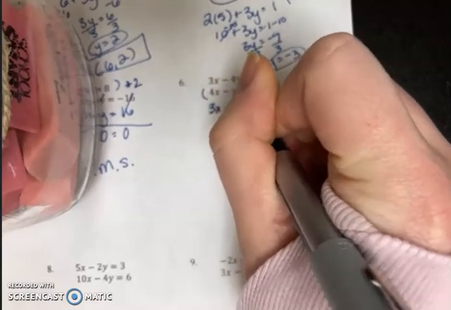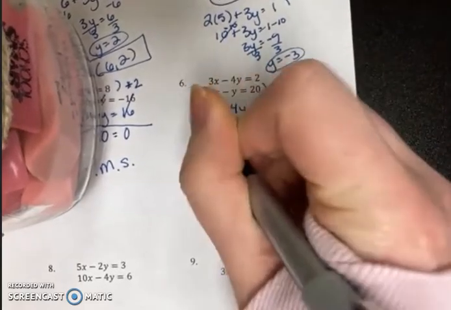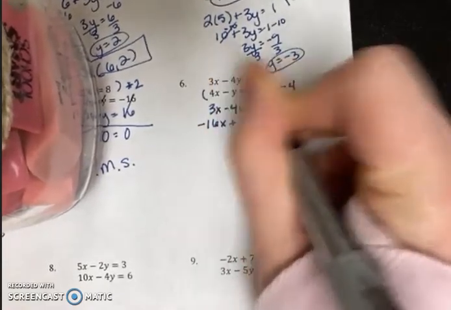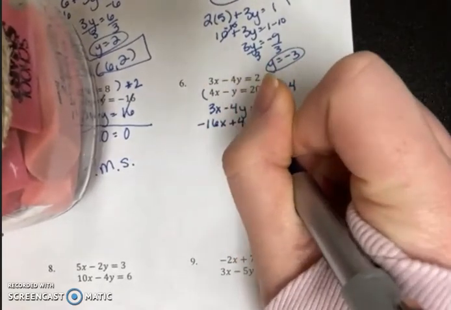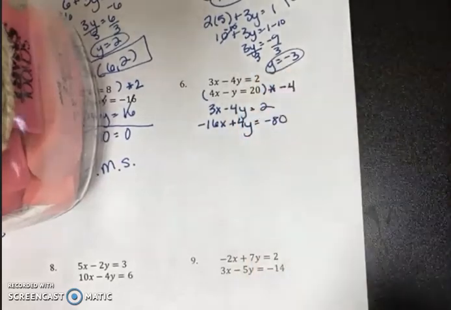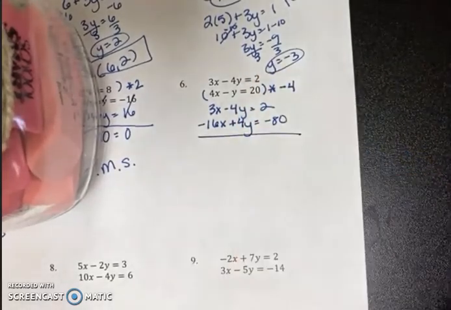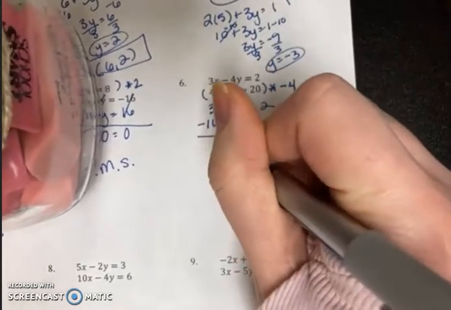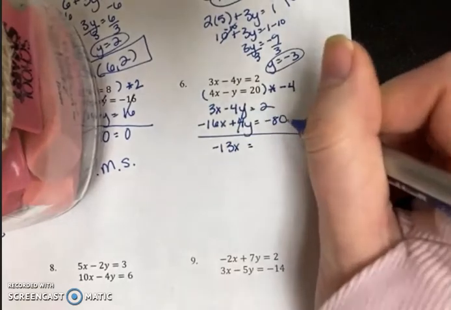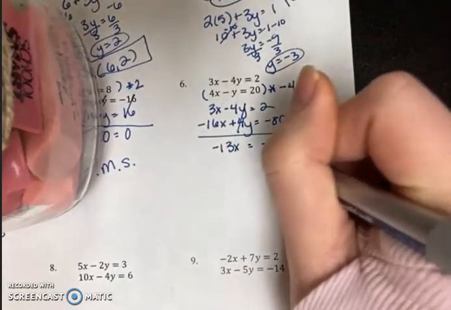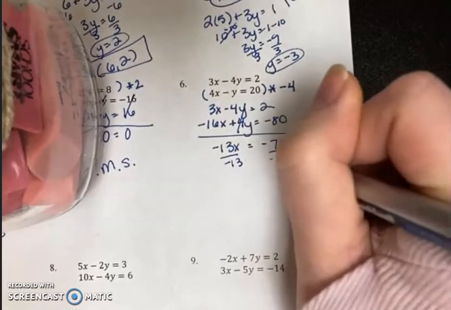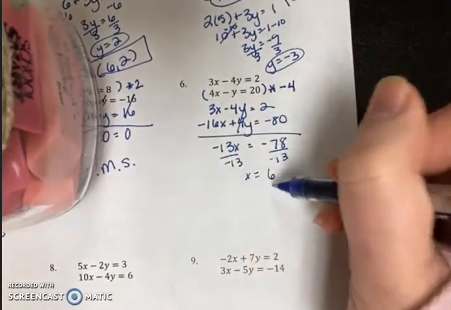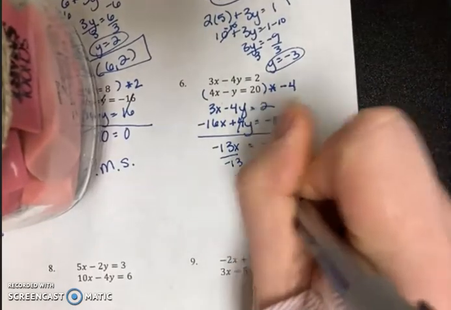Here's the first equation. When I multiply the second by a negative 4, I get negative 16x plus, because there's negative times negative, 4y equals negative 80. Okay? The y's canceled. That's what I wanted. That gives me negative 13x equals 2 minus 80, which is a negative 78. Divide negative 13 on each side. That gives me x equals a positive, because 2 negatives make a positive, 6.